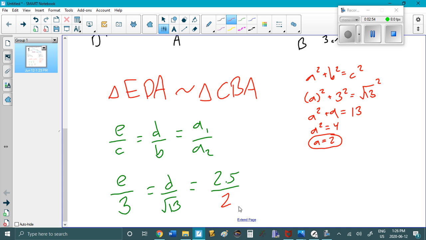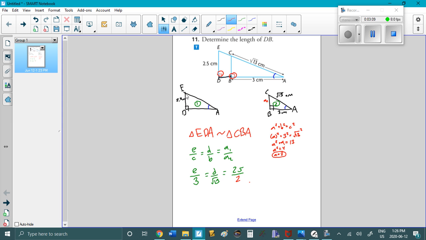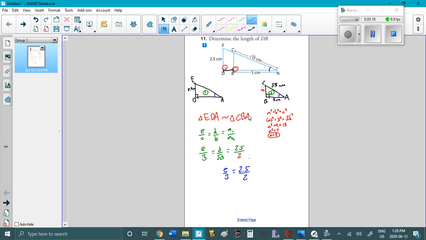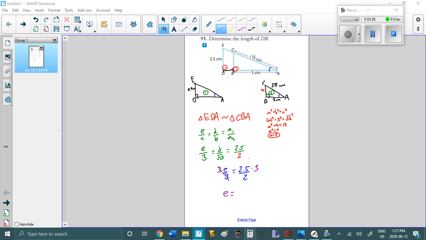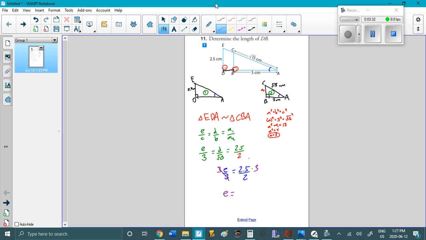Now we have a complete ratio, which means we can solve for some of the unknowns. If we want to find this length here, we need to find the whole big length first and then subtract 3. So to do that, we're going to find little e. So e over 3 equals 2.5 over 2. We multiply by 3 on both sides. And we get e equals 2.5 times 3 divided by 2 is 1.5, it says, which doesn't seem quite right to me.